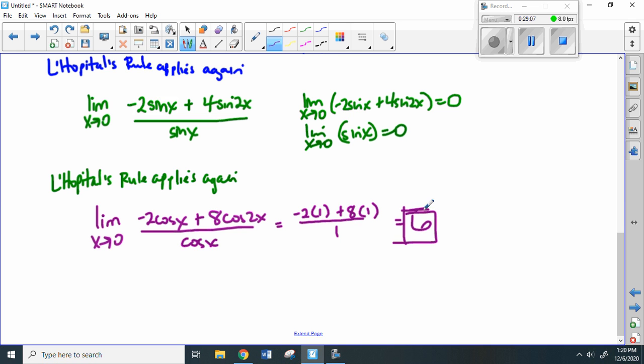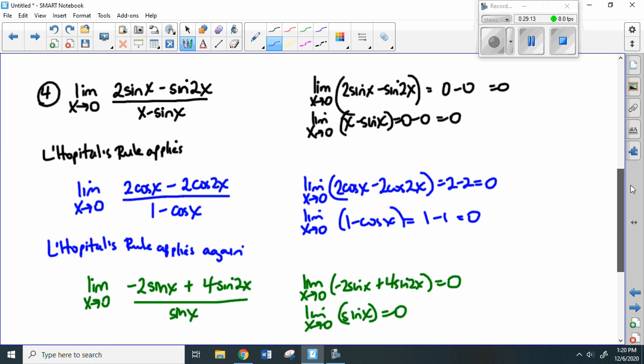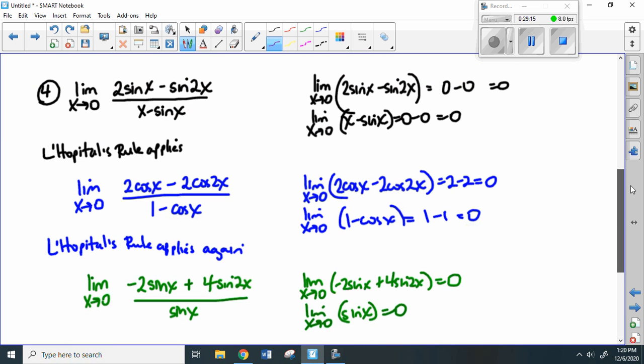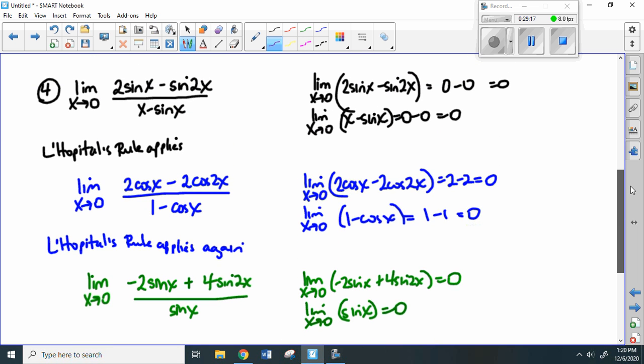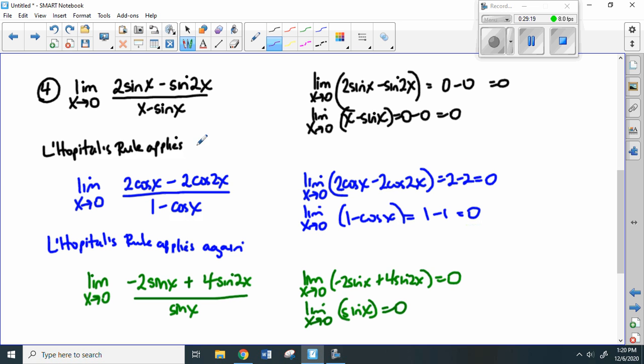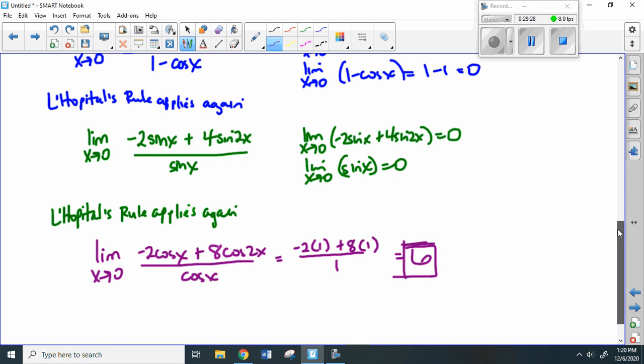I know that seemed like a lot of work to get to just a simple answer of 6. But if you look back at the original limit, there's really no other way to do it. We can't split it up into the trig rules that we learned before because of this subtraction on the bottom. And so L'Hopital's rule was the only way that we could get to an answer on this limit.